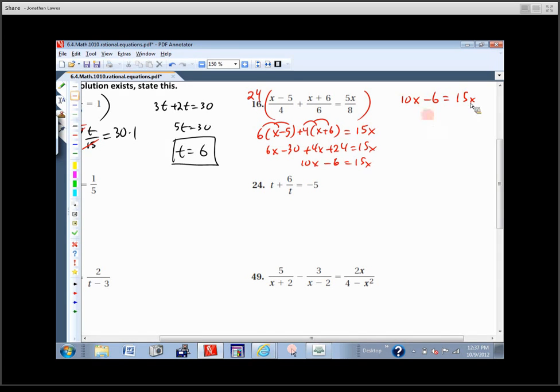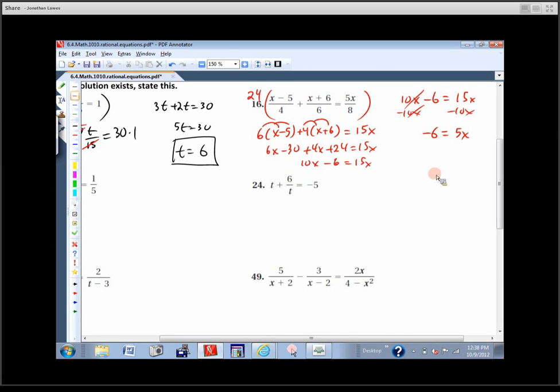A lot of people like the x's over on the left side for some reason. Does it matter? No. What's the easiest thing to move? What's the quickest way to solve this problem? Move the 10x. So I'm going to subtract 10x. Those are going to go away. That's going to be a negative 6 equals, and this is going to be a 5x.